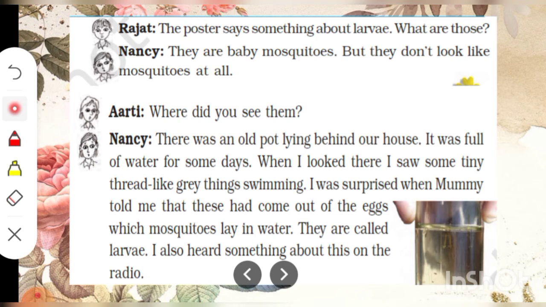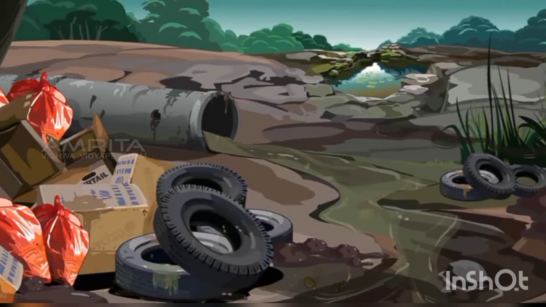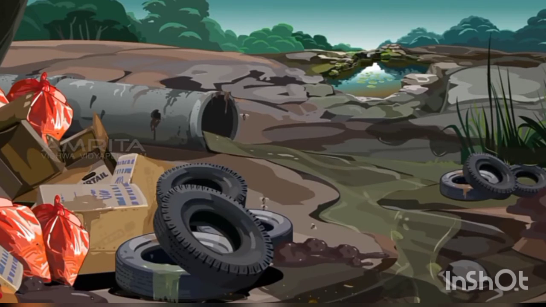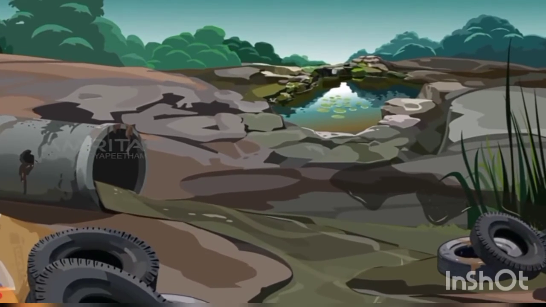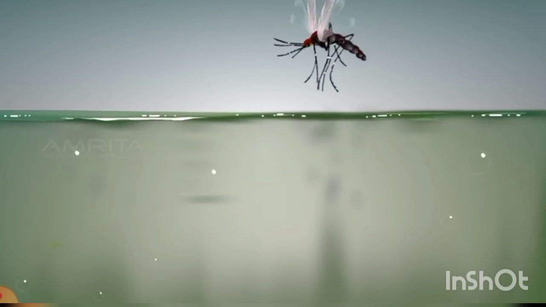So now these kids are discussing the life cycle of mosquitoes. To understand the life cycle of mosquito, let's have a look at one video. The mosquito's life cycle starts with laying eggs. It lays eggs on stagnant water and other containers that can hold water, such as discarded tires, cans, buckets, etc.